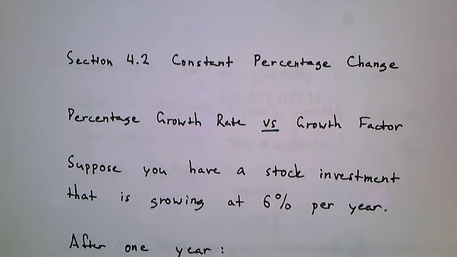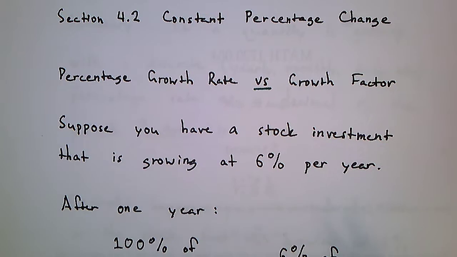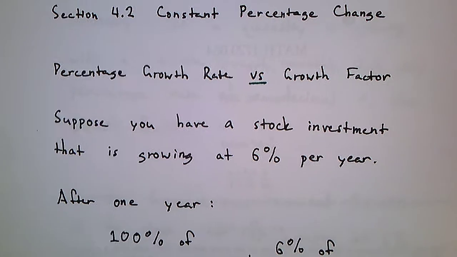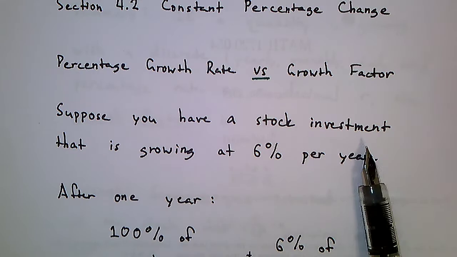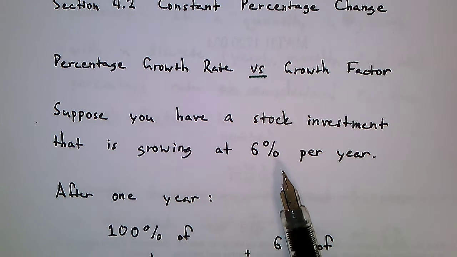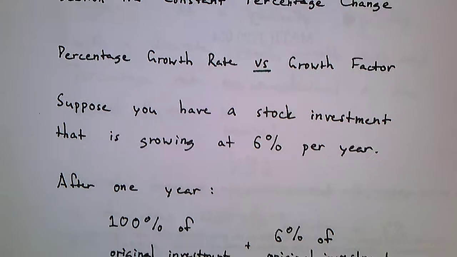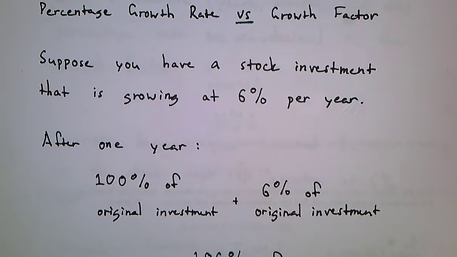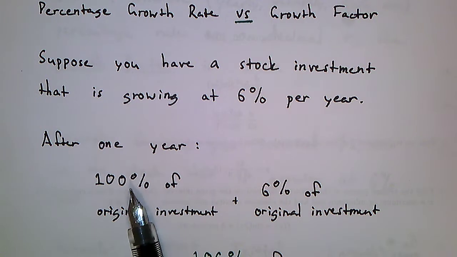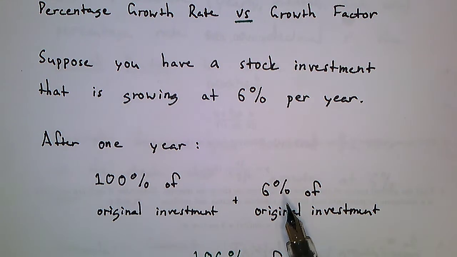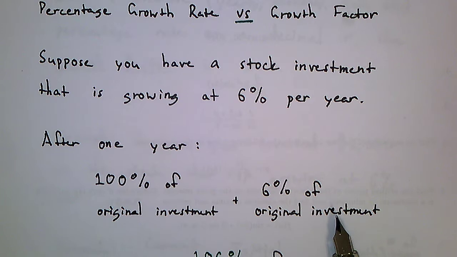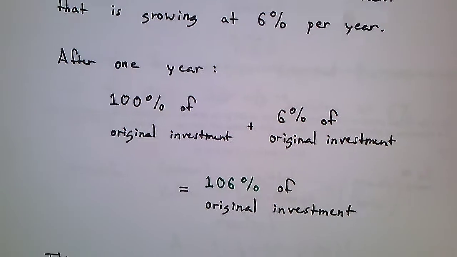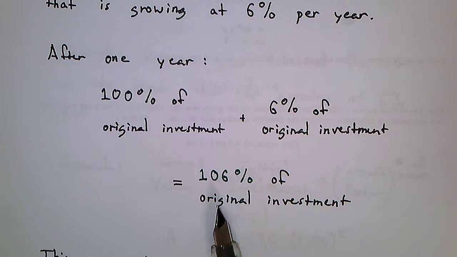So let's take a look at percentage growth. We're going to work through an example. Suppose you have a stock investment that is growing at 6% per year. Let's work through the math of what happens over the course of a single year. You still have what you started with, 100% of the original investment, and you've added 6% of the original investment. This is the growth. So if you put those two together, 100% plus 6%, you get 106% of the original investment.